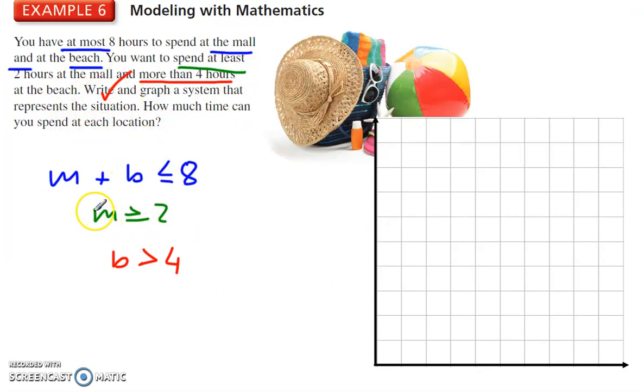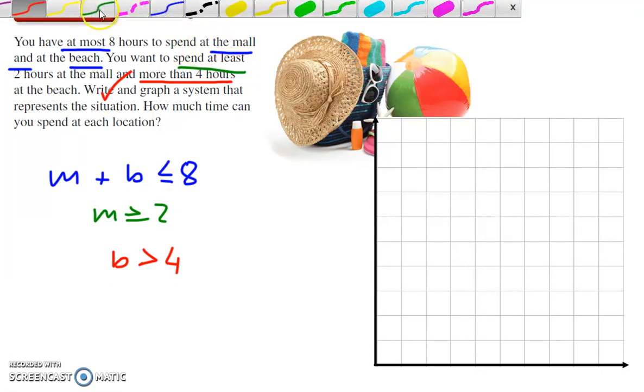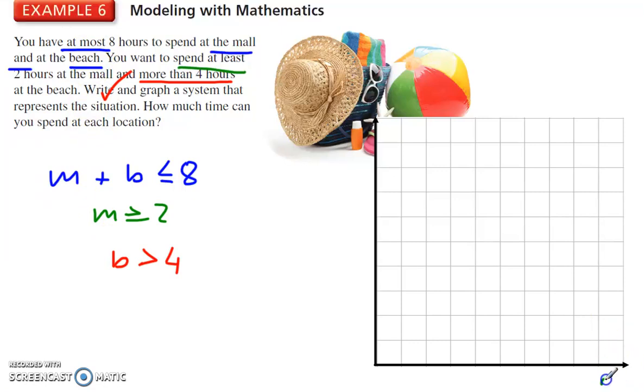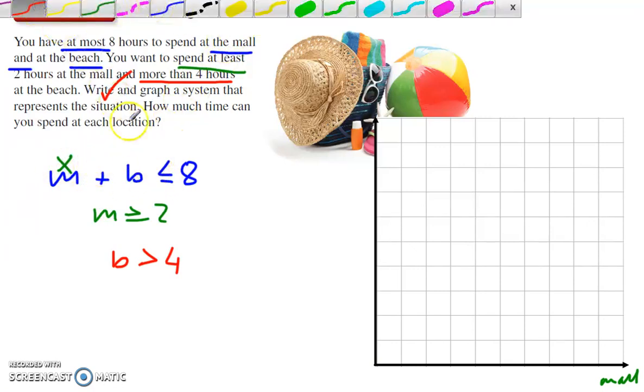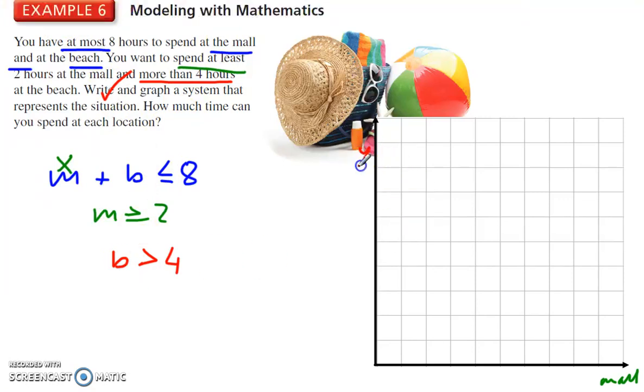Okay, now, m and b can be confusing because we're used to x and y. So I'm going to change m to x. All right, this is going to be mall. So this is x plus b, and then b is going to be y. So this is y. All right, so I will move this over here. Then we have y is less than or equal to negative x plus 8.